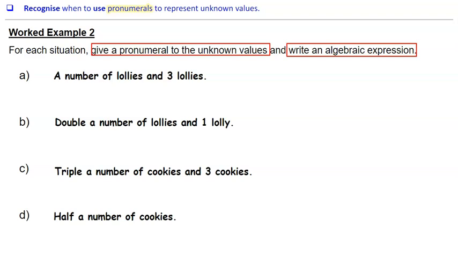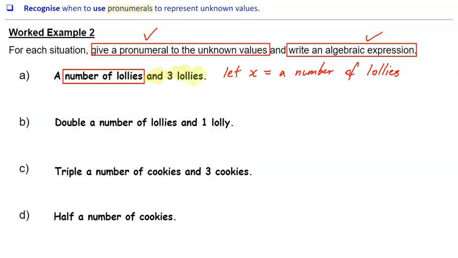Part A, a number of lollies and 3 lollies. Let's circle the thing that's unknown. It's this value. So we need to give it a pronumeral. Let X equal a number of lollies. That's step 1. And now we need to write an algebraic expression. There are 3 extra lollies as well. So altogether, the expression would be the unknown number and the 3 which we know.